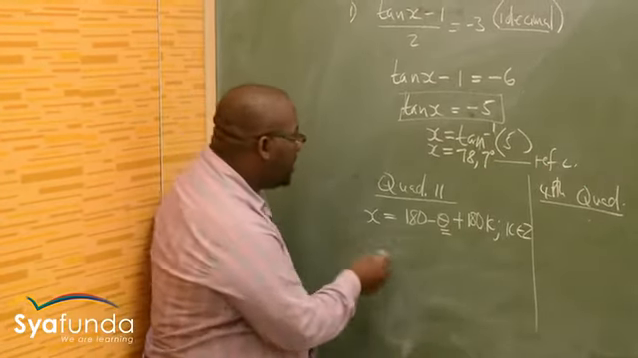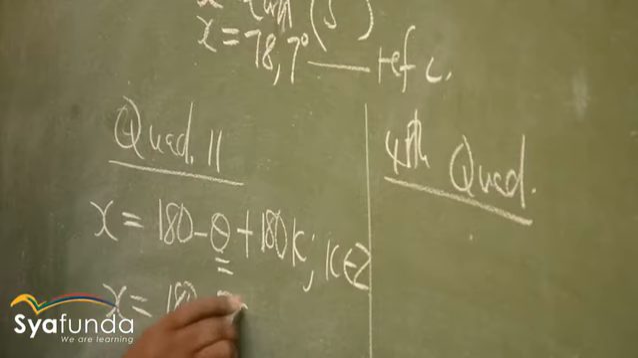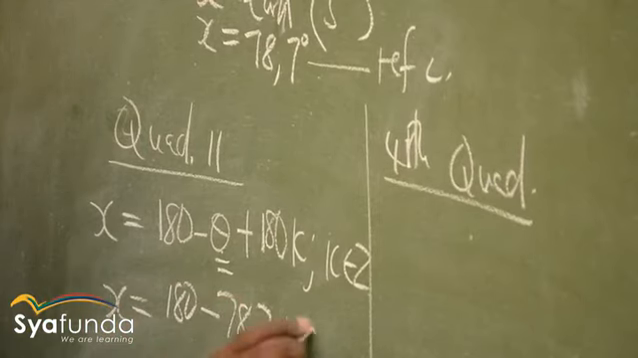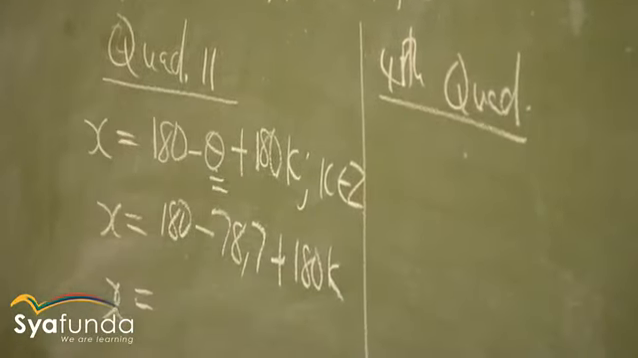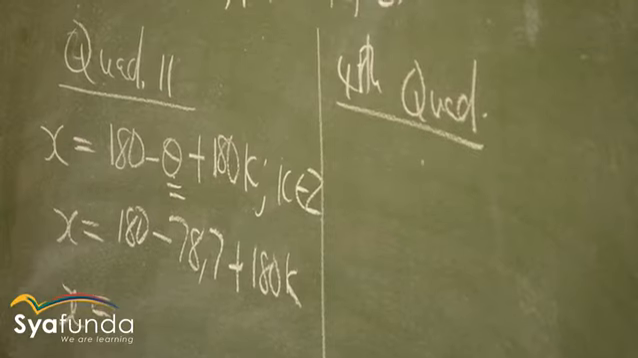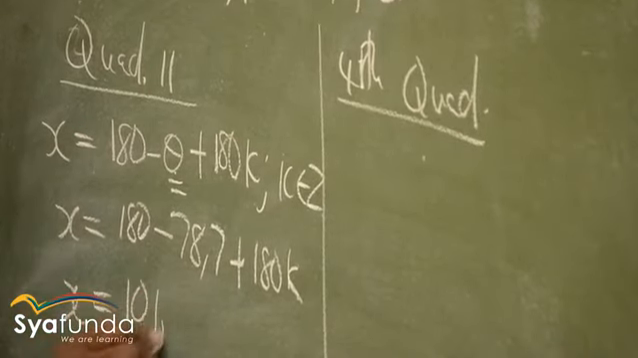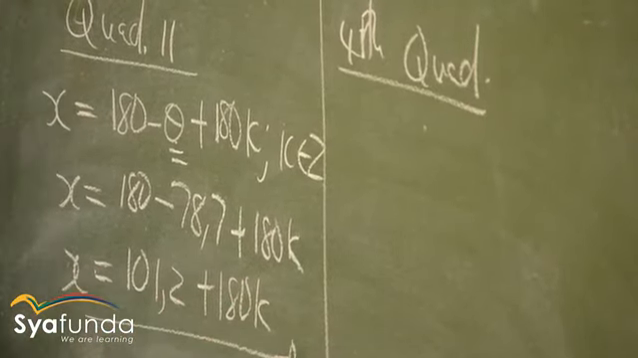So the actual solution in this case will be x equals 180 degrees minus the reference angle, which is 78.7, plus 180k. Let me quickly check this in our calculator: 180 minus 78.7 is 101.2, plus 180k. Generally, this is how I will write the general solution. It can cater for everything because of this 180k, depending on the number of rotations.